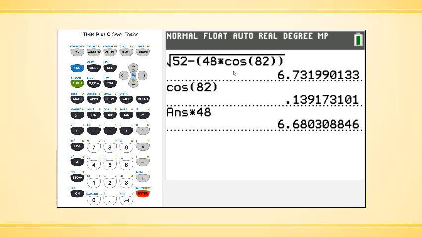But I do want the calculator to calculate all of that together, the 48 times the cosine of 82, and subtract that from 52, and then take the square root of all of that. That's how you really want to try to enter this to make sure that your answers are, in fact, correct, which is side G is 6.7.